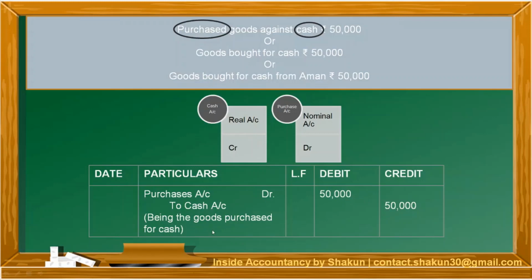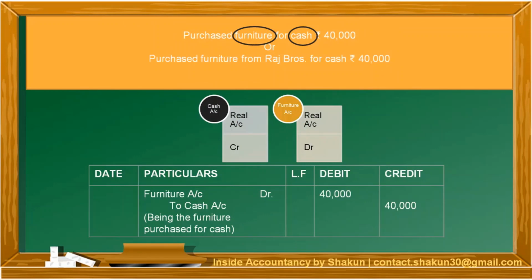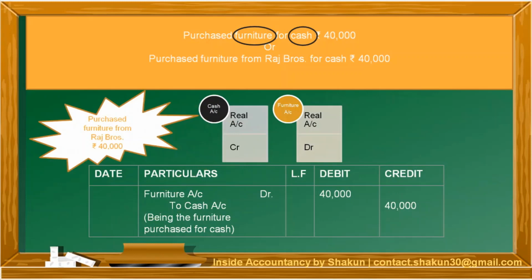That is the narration. If in the same transaction, the transaction was given as this: purchased furniture from Raj Brothers 40,000, that is, cash was not mentioned here. In such a situation, our treatment will be changed. See, this is the same transaction. The only difference being here it is mentioned for cash, and here it is not mentioned.